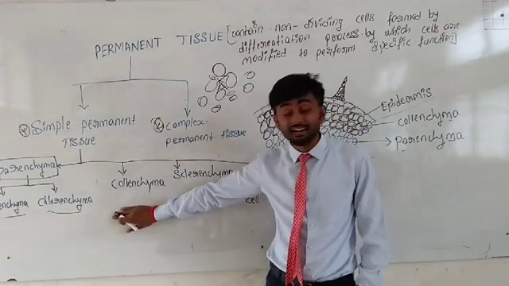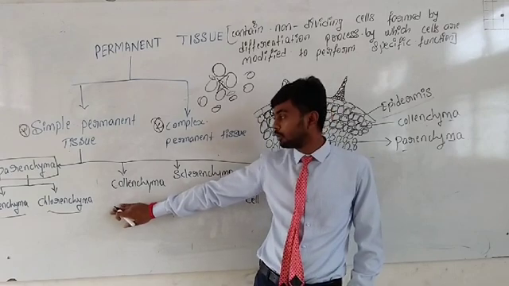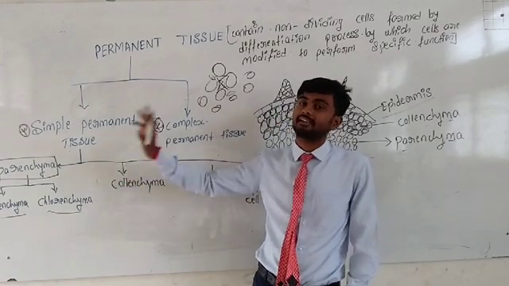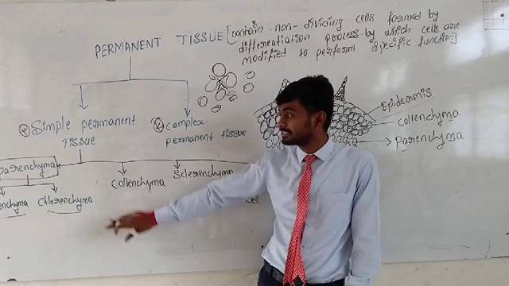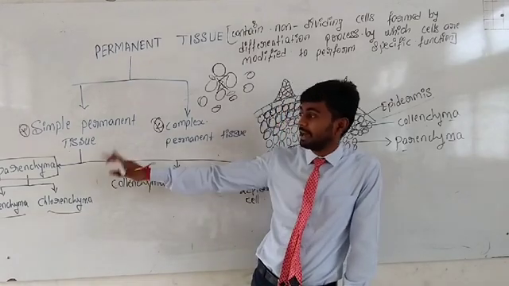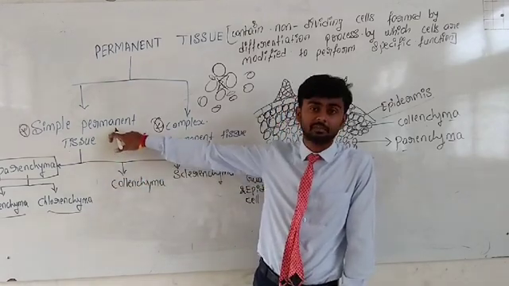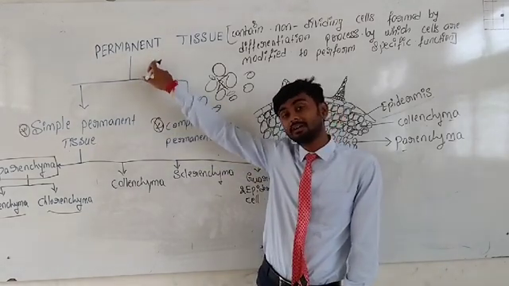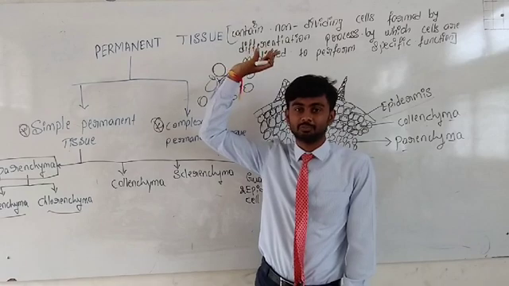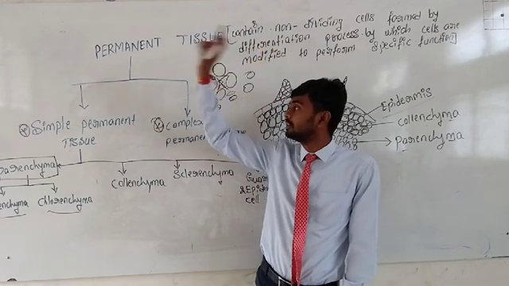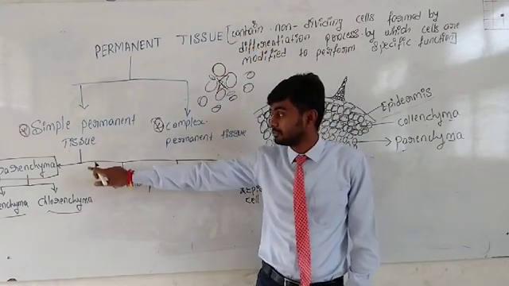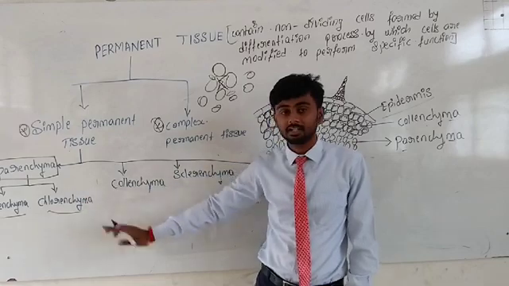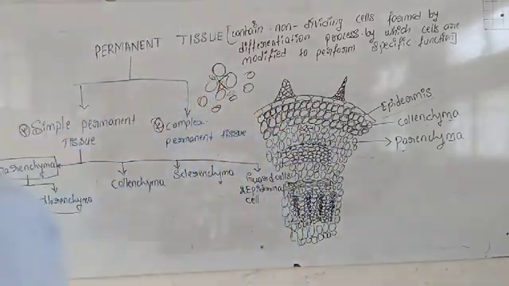So parenchyma and chlorenchyma both are types of parenchyma. The parenchyma is a type of simple permanent tissue. Simple permanent tissue is a type of permanent tissue. Permanent tissue is a type of plant tissue. Clear all of you? Parenchyma and chlorenchyma. Clear all of you?